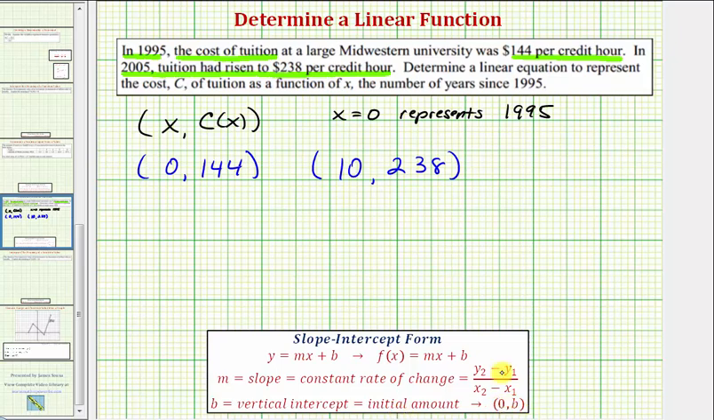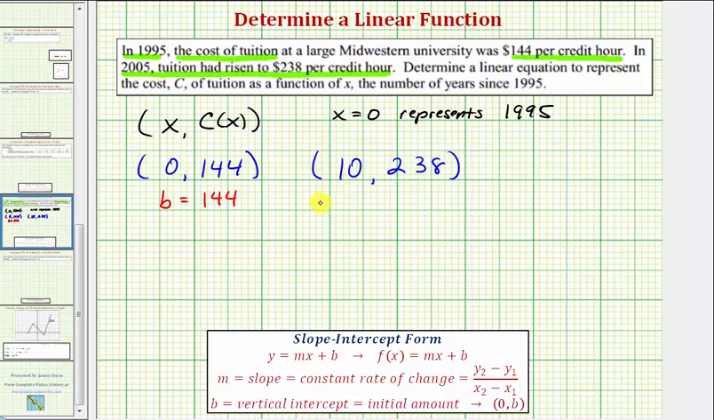So looking at our ordered pairs, notice how we have the ordered pair (0, 144), which means the initial cost per credit hour is 144, and therefore we know that b, the vertical intercept, would be positive 144. So now we're just left to find the constant rate of change, which would be the slope. And we can do this, again, by determining the change in the cost divided by the change in years.